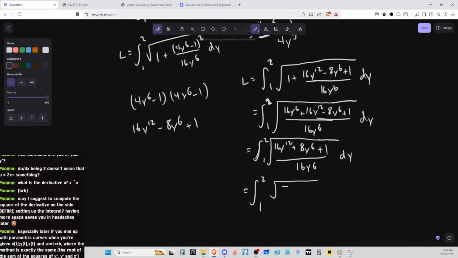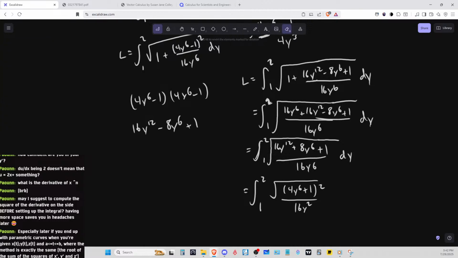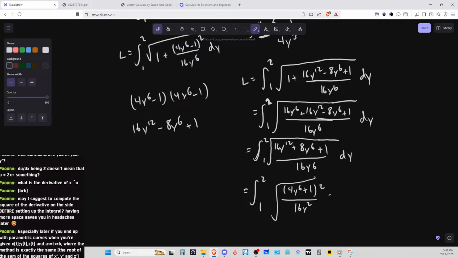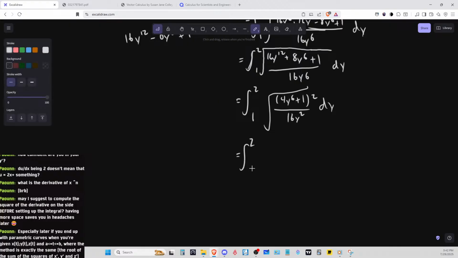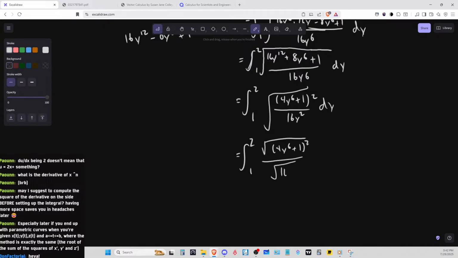Technically, we can write it like this. It's not squared, it's 6.